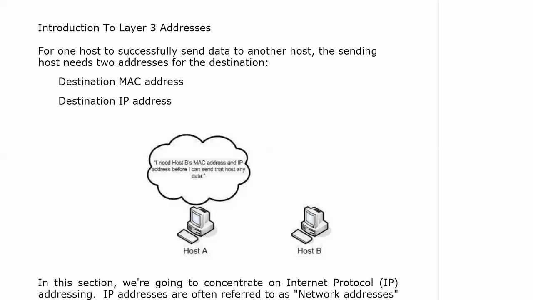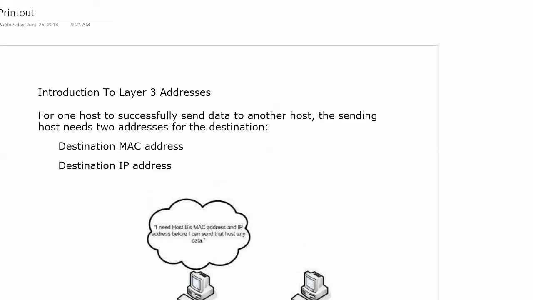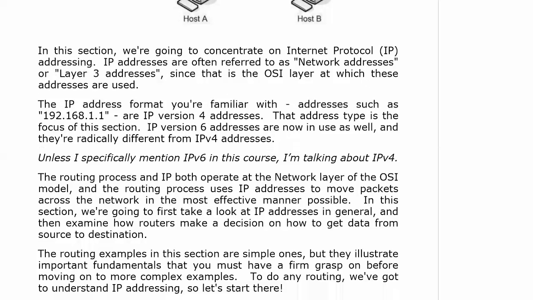Now, for one host to send data to another host, we know now that we need two addresses for the destination. The sending host has to have two addresses. We know it's two because we've been spending all our time up to this point talking about the less obvious address, the one we don't pay as much attention to sometimes in production networks, that being the MAC address, and the obvious one is the IP address. Now in this section, we're going to concentrate on Internet Protocol addressing.